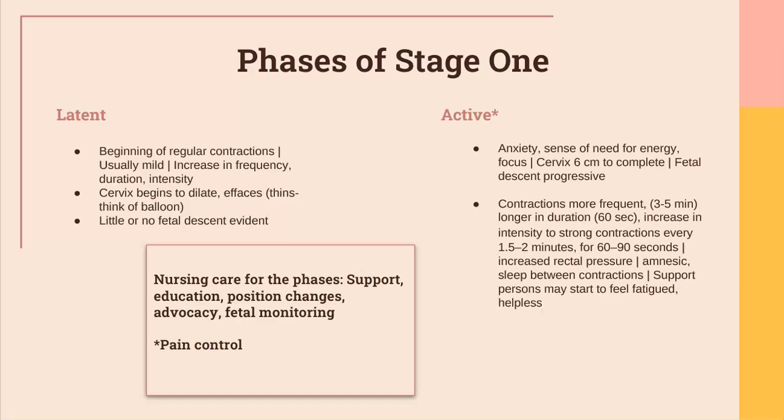In the active phase, there's more anxiety from your patients. There's a sense of need for energy and focus. The fetus is progressively descending. So these contractions become more frequent, about 3 to 5 minutes apart. They become longer. They get more intense. Women might feel more intense rectal pressure. They might actually sleep between contractions because of the hard work that's happening in this active phase of labor.